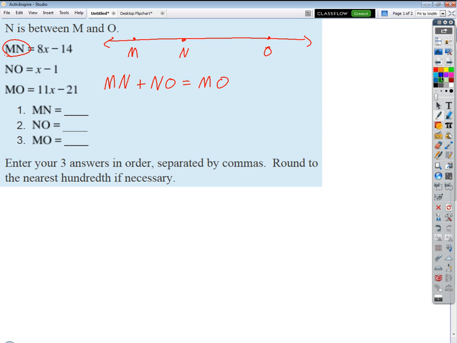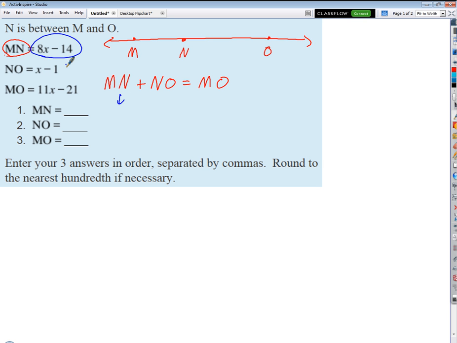So that's going to tell us that the length of segment MN is that expression, right? So that's going to be 8x minus 14 plus the length of segment NO, which is just x minus 1, and that's equal to the length of segment MO, which is 11x minus 21. Okay, now we can shift out of geometry mode for a while, and we're just doing algebra, right? So Shaw, what am I going to do with this equation, do you think? Combine like terms. Combine like terms, great.